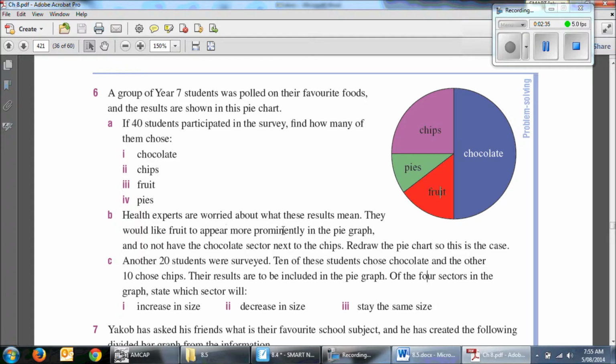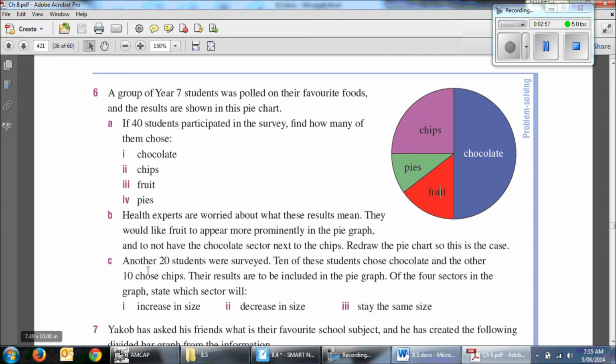Health experts are worried about what these results mean. They would like fruit to appear more prominently in the pie graph and to not have the chocolate sector next to the chips. Redraw the pie chart so this is the case. Alright, so what they're saying is redraw this pie chart, okay, and make it so that the chips and the chocolate aren't next to each other. I'll let you work that out.